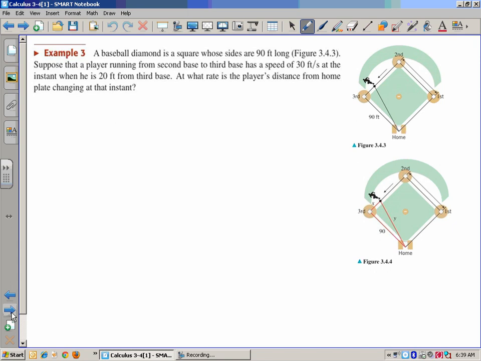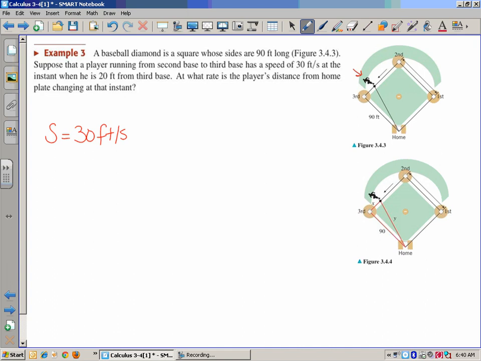Okay, so a baseball diamond is a square whose sides are 90 feet long. Suppose a player is running from second base to third base. Here's your runner. From second base to third base, and has a speed of 30 feet per second. So I'm going to write that down. At the instant when he is 20 feet from third base, at what rate is the player's distance from home plate changing at that instant?